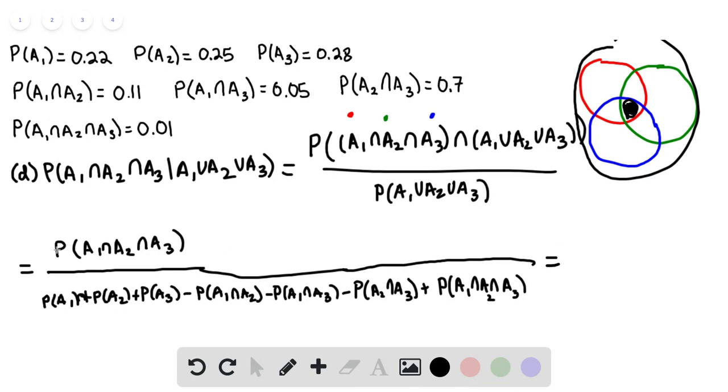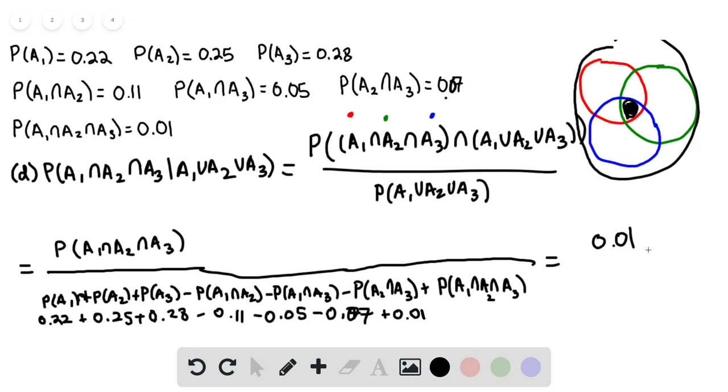All right, this top part is 0.01, and this bottom part ends up being 0.22 plus 0.25 plus 0.28 minus 0.11 minus 0.05 minus 0.7. That doesn't look right. It should be 0.07, shouldn't it? All right, yeah, that should be 0.07. My fault. Just looking back at the problem, I realized that it looked way too big. Plus the probability of 0.01, that ends up being 0.53. If you divide that out, that becomes 0.0189.